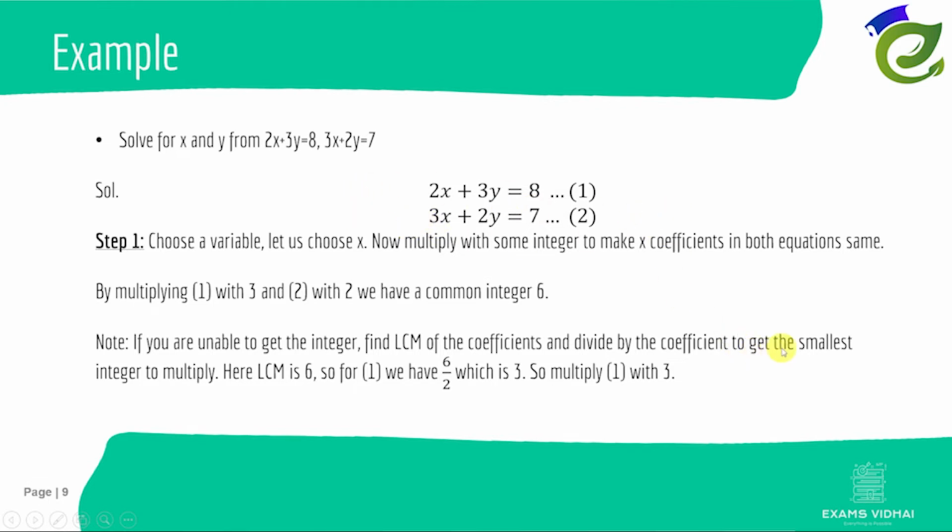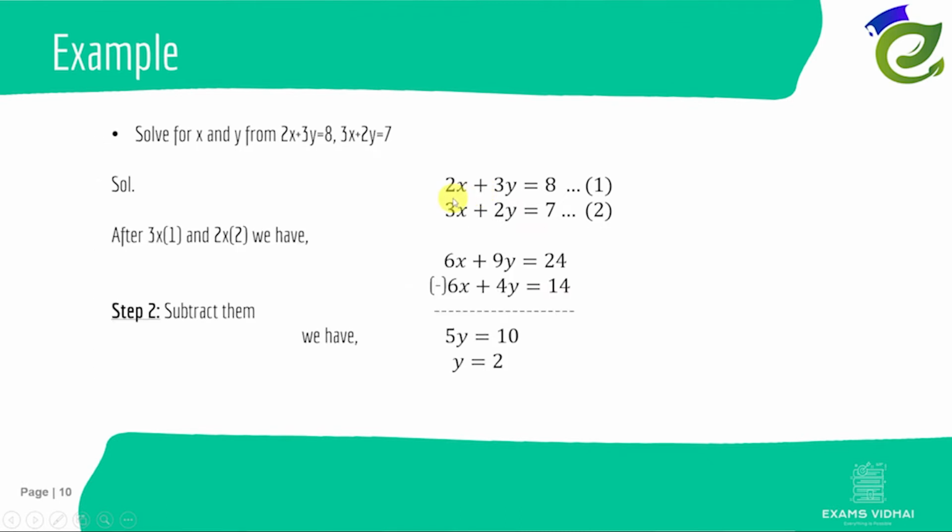Remember, this is not the only integer we can multiply. Here I said it's the smallest integer. You can obviously make both terms 18. Multiply equation 1 with 9, multiply equation 2 with 6, both become 18. There are infinite possible numbers to multiply, but the smallest number can be easily found by LCM. So I'm going to multiply equation 1 with 3 and equation 2 with 2.